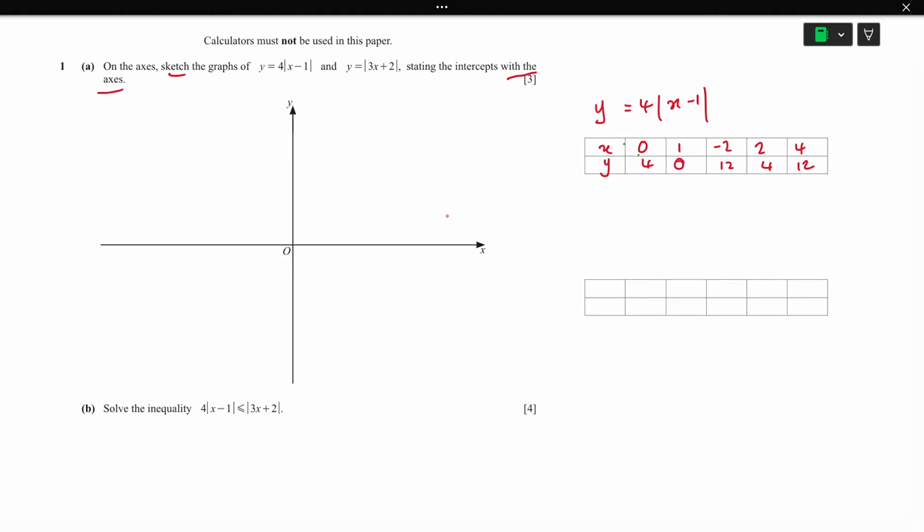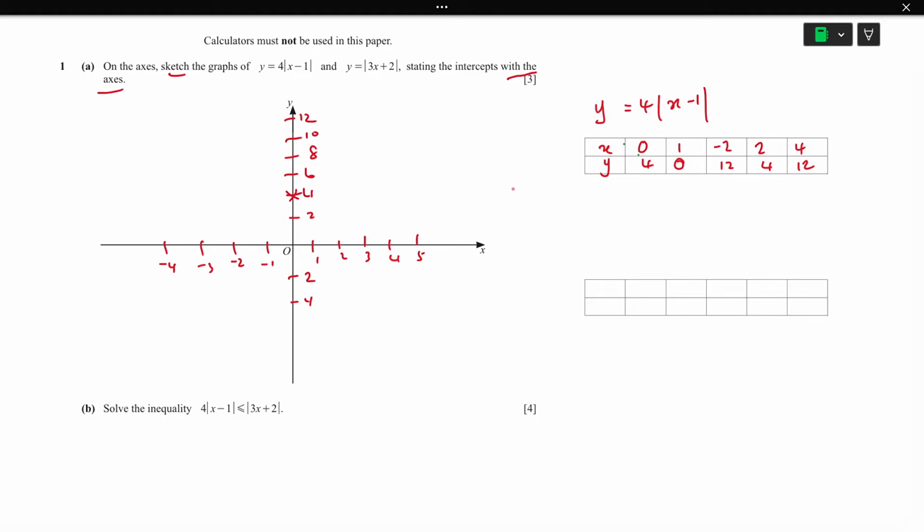The number line here is 1, 2, 3, 4, 5, keep going. Here is negative 1, negative 2, negative 3, negative 4. On the y-axis I'll take 2, 4, 6, 8, 10, 12. First 0 comma 4, 0 comma 4 is going to be here.